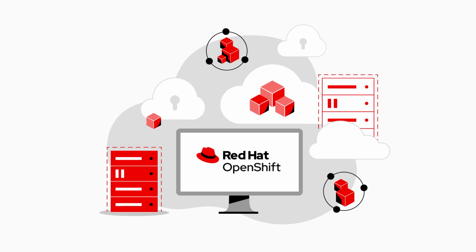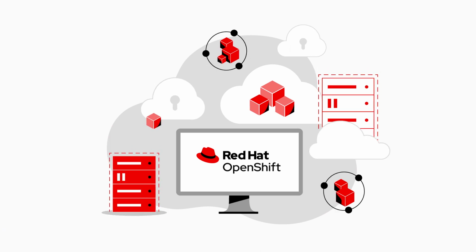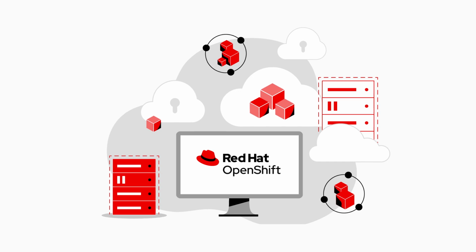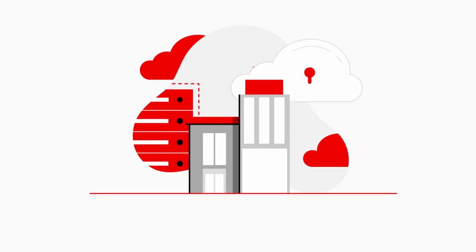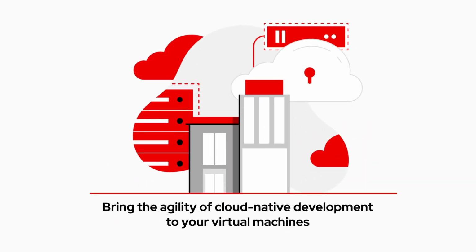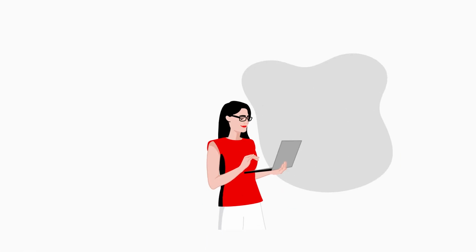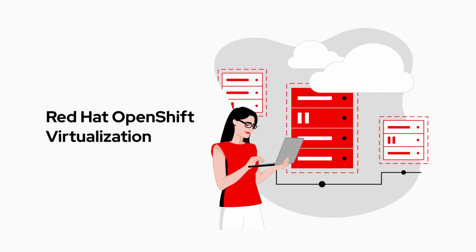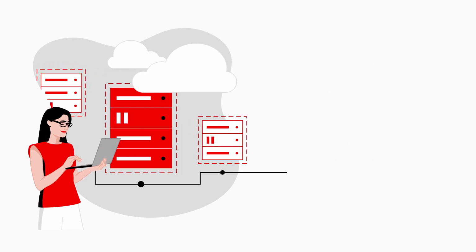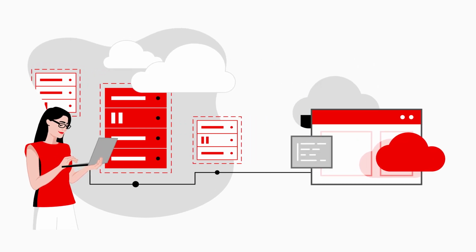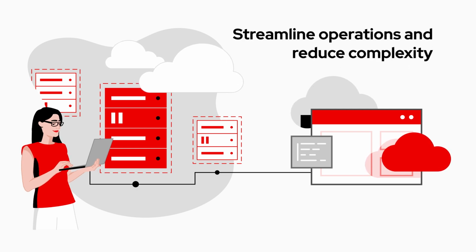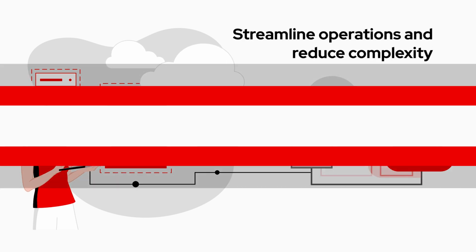Red Hat OpenShift, a trusted, comprehensive, and consistent hybrid cloud application platform used by thousands of the world's largest organizations, brings the agility of cloud-native development and delivery to your virtual machines. With Red Hat OpenShift Virtualization, effortlessly transition your existing virtual machines to a modern hybrid cloud application platform, streamlining your operations and cutting down on complexity.